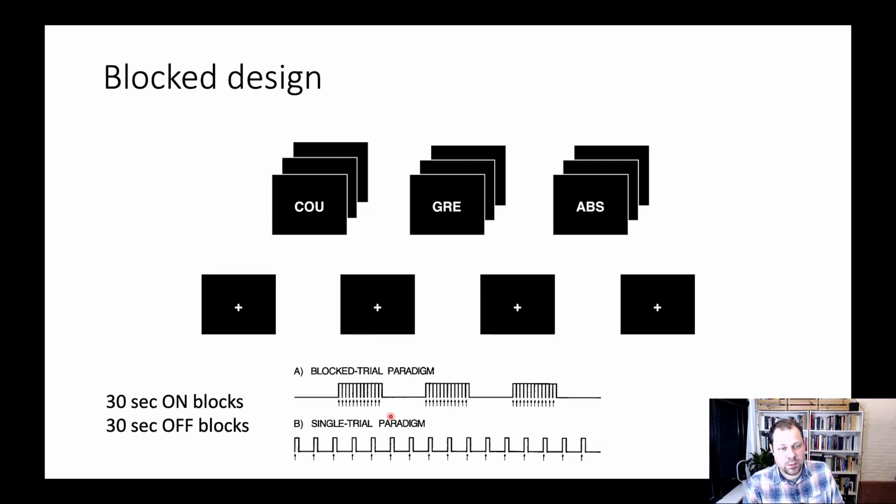Then there would be some off periods where they didn't have to complete the word stems. And then this would be followed by another word stem completion task, and so on, right? So this is a typical blocked trial paradigm.